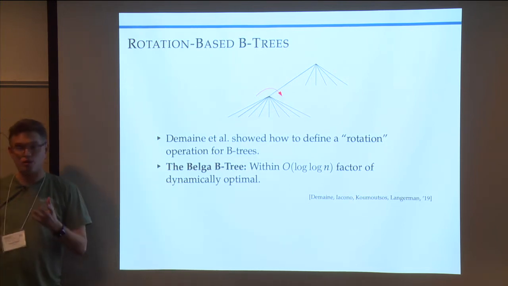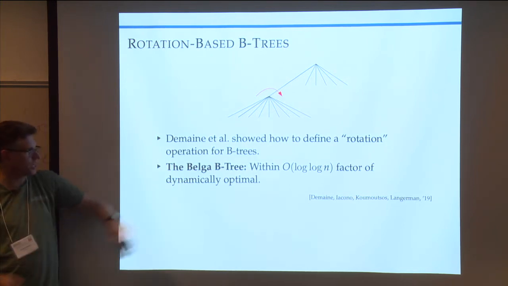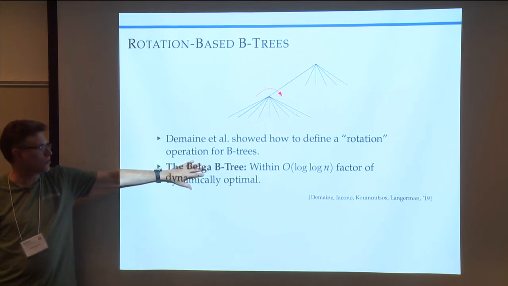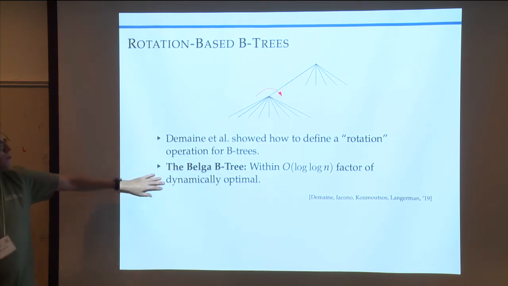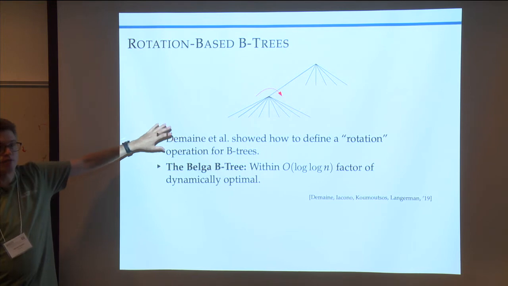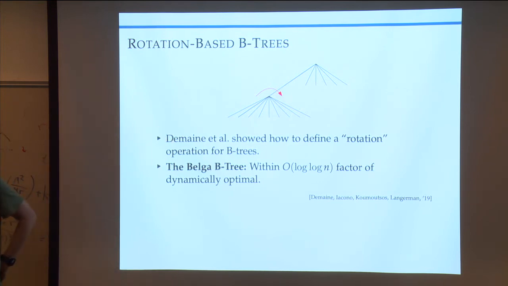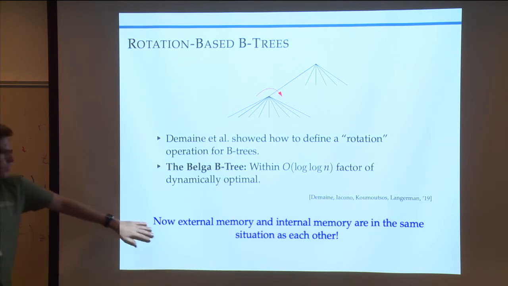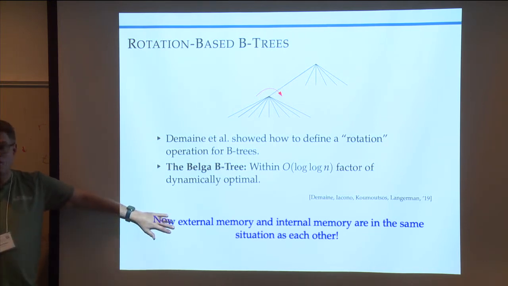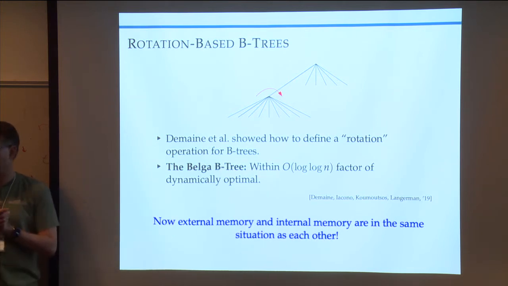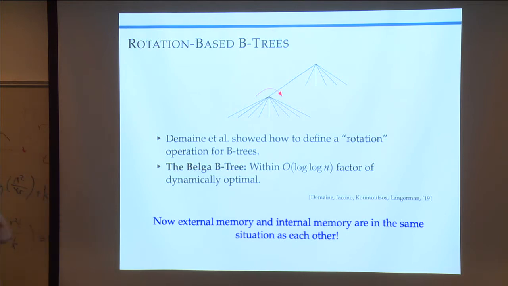So instead of doing mergers and splits, they do some sort of rotation. Now, in external memory, they're within a log-log factor of dynamically optimal among this class of rotation-based external memory data structures. And this is nice because now external memory and internal memory are in the same situation as each other. We don't know how to be dynamically optimal, but we know how to get within a log-log factor. And this is the end of the background.